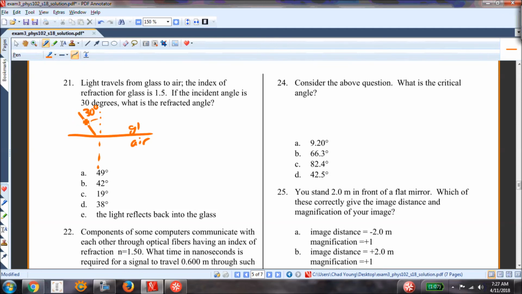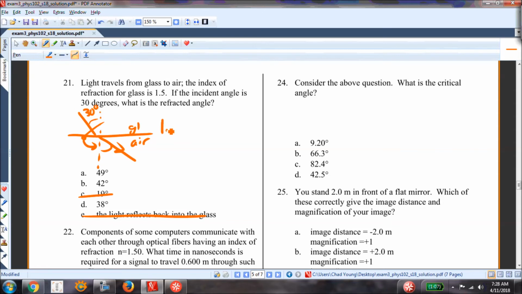First of all, is it going to bend towards or away from the normal? When it comes into the air, this part will speed up, so it's going to bend in this direction. So I know this angle better be bigger than 30 degrees, and so I can get rid of C and E. So it's going to be A, B, or D.